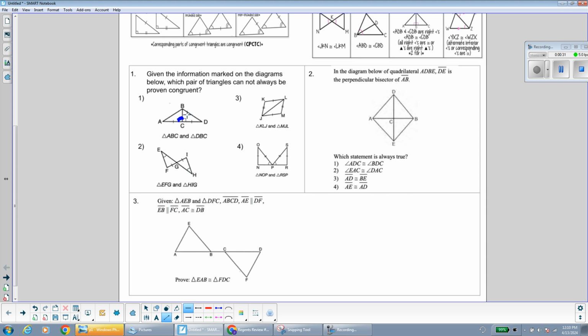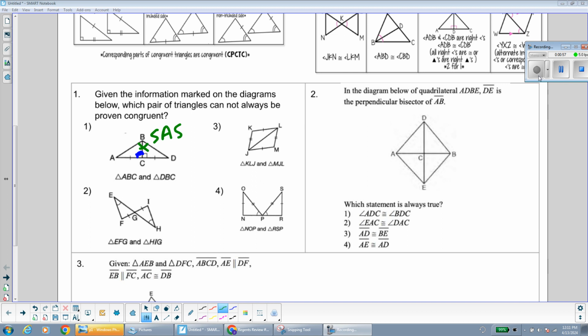Notice how both of these triangles share side BC. So when we have a shared side between the two triangles, we can say it's congruent to itself by the reflexive property. So BC is congruent to itself. So we have side, angle, side. So that makes the two pairs of triangles in number one congruent to each other by SAS.